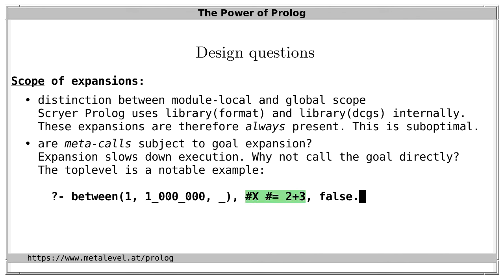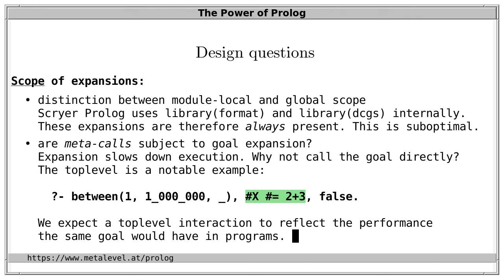Now the goal is called over and over. And we can be certain that people will try this because it's really interesting. Is this slow or is it fast? Now, as I see it, the top-level interaction should reflect the performance that the same goal would have in programs. Everything else could very easily lead to a completely wrong impression. For instance, if the top level were substantially slower, then someone may incorrectly conclude that the same goal is also slow in programs and may not even try it.